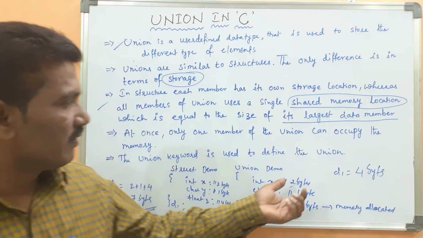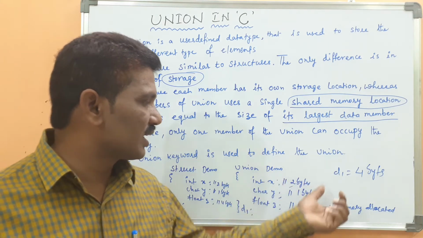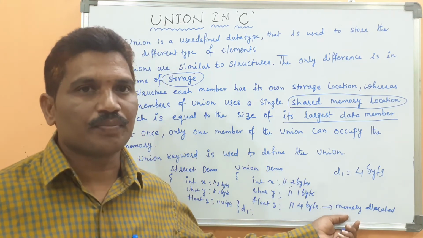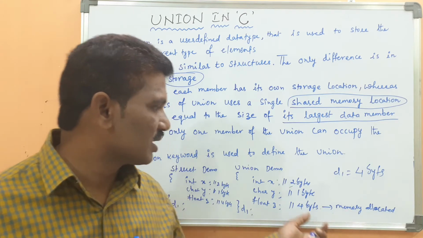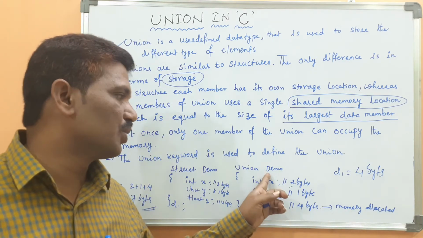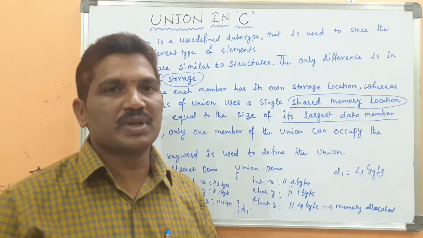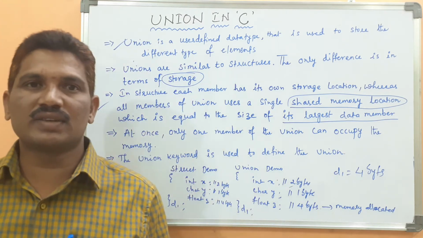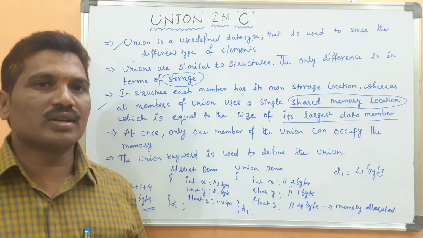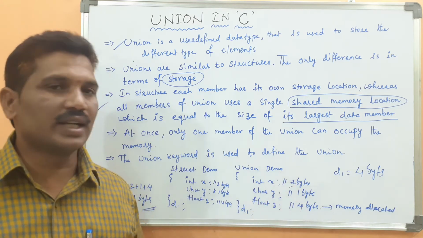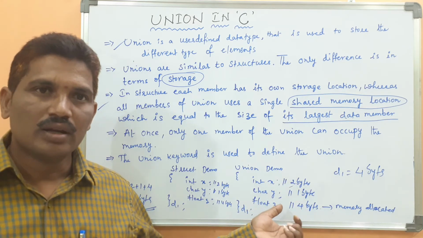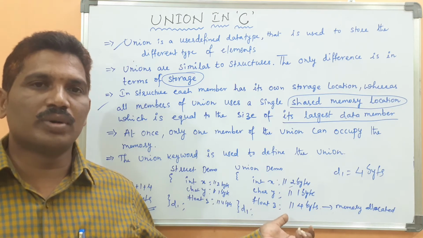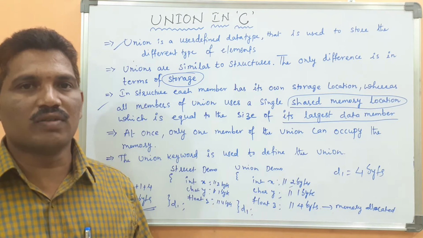Each and every member of the union can share the same address space. Same address space. How much memory will be allocated to the union? Only 4 bytes of space will be allocated to the union. But the disadvantage is that the union can't handle all the members at a time. It can be handled one by one.